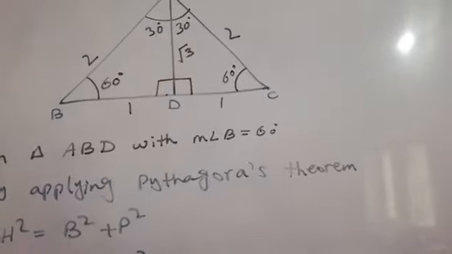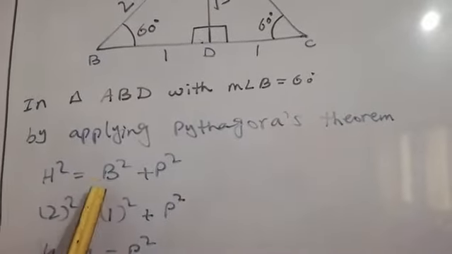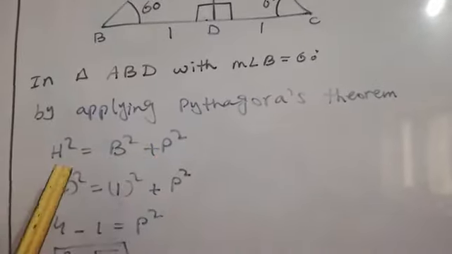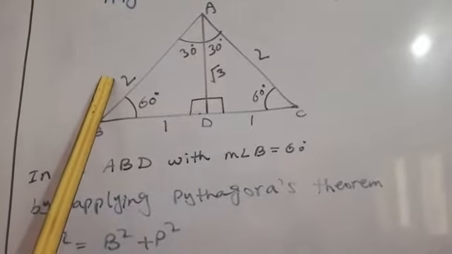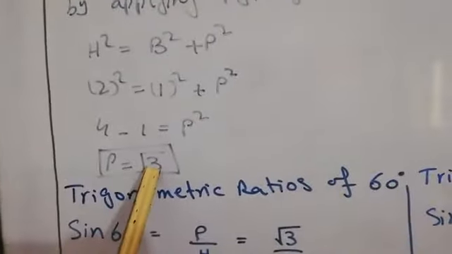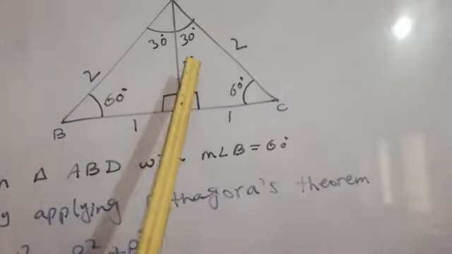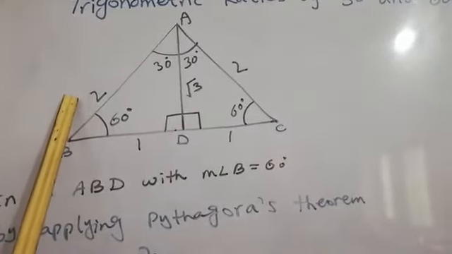we will find it by using the Pythagoras theorem, which is hypotenuse square equals base square plus perpendicular square. So we will put the value of hypotenuse, which is 2 square, value of base, which is 1 square, and perpendicular square. From this we will find the value of perpendicular, which is square root 3. Now we have three values according to angle 60. Base is 1, perpendicular is square root 3, and the hypotenuse is 2.